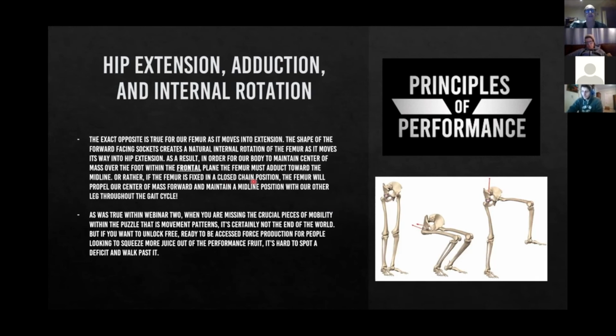So if the femur is fixed in a closed chain position, the femur will propel our center of mass forward and maintain a midline position with our other leg throughout the gait cycle. We'll go over that one more time. In order for our body to maintain a center of mass over the foot within the frontal plane, the femur must adduct towards the midline. So if we are standing in a single leg position, we will shift our weight via our femur so that our midline moves closer to our femur. We are adducting the hip so that we can stay over the foot in the frontal plane.